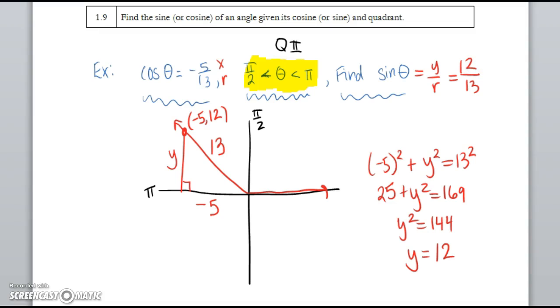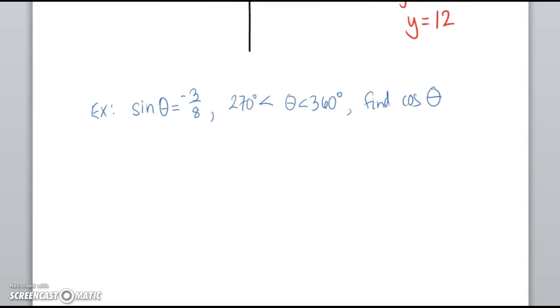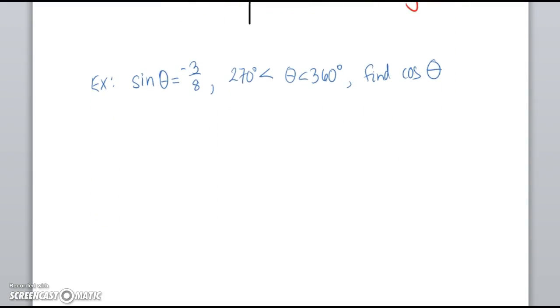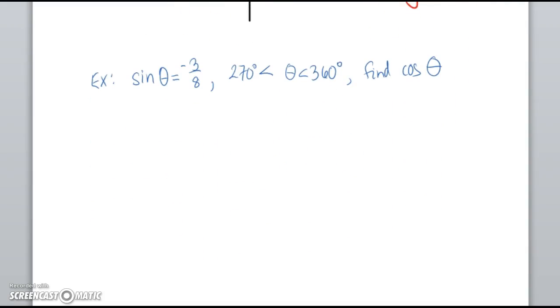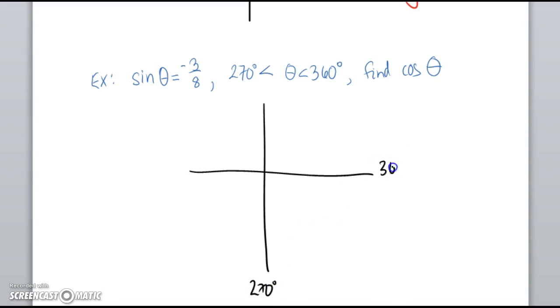Let's take a look at another example. Now we're given the sine and we're trying to find cosine. And our angle is located in quadrant 4, between 270 and 360. So we're going to sketch our terminal ray here in quadrant 4.